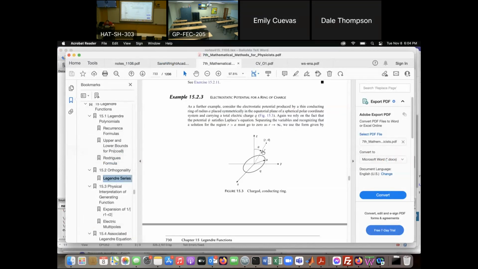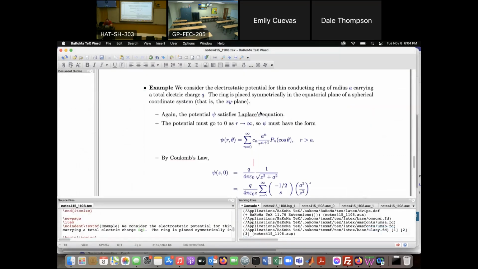So this is the ring of radius A, charge Q. And here we have some point at r, theta in three-dimensional space, for some angle phi, but we're going to find a solution that is independent of phi. But here are the r, theta coordinates. At least this time z is pointing in its usual direction. Okay, so the potential satisfies the Laplace equation.